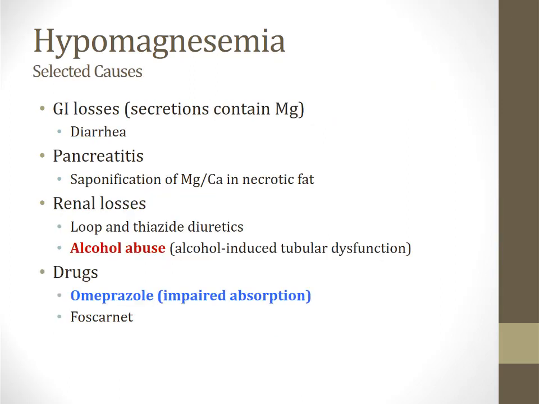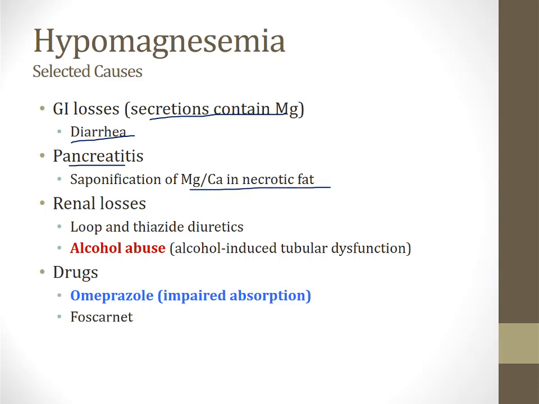Some selected causes of hypomagnesemia are shown on this slide. GI secretions contain magnesium, so patients with diarrhea can develop hypomagnesemia. Pancreatitis can lead to a number of electrolyte abnormalities. Treating patients with pancreatitis involves close monitoring of the electrolytes. One of the reasons for this is that in pancreatitis there's a process called saponification that occurs, where magnesium and calcium collect in necrotic fat.